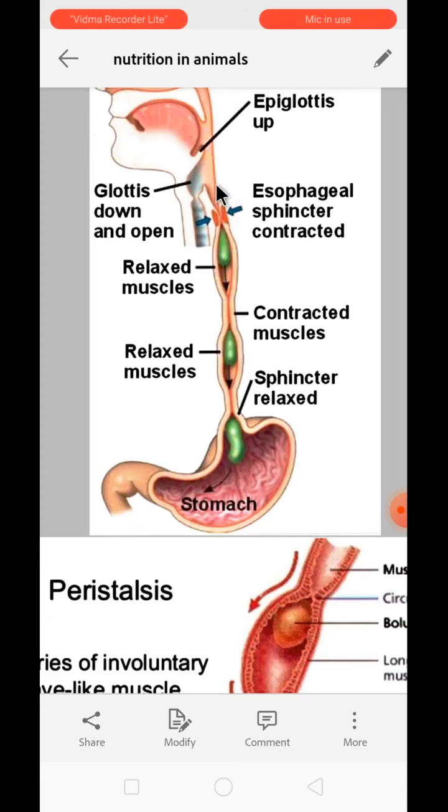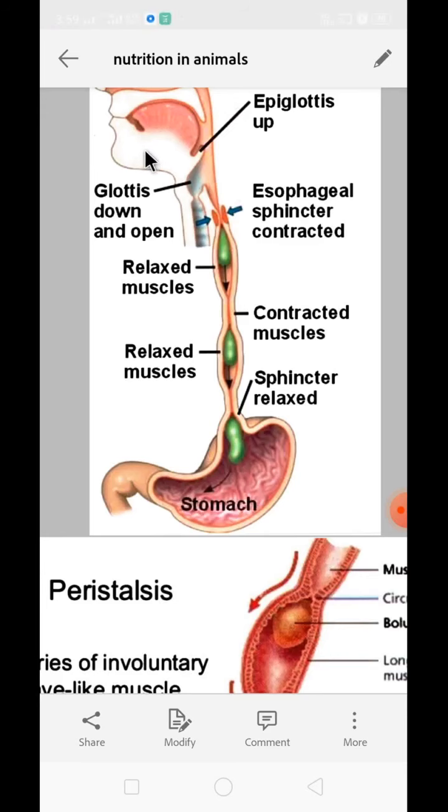Now, the wave-like motion is created from this area and it is pushing the food in a downward direction. But just think about what will happen if the contraction and relaxation get changed or reversed. In that condition, the food will get pushed from the stomach into the mouth. Understood? And that will lead to vomiting.